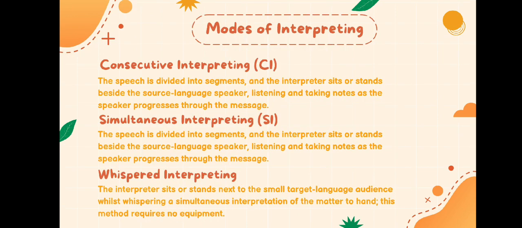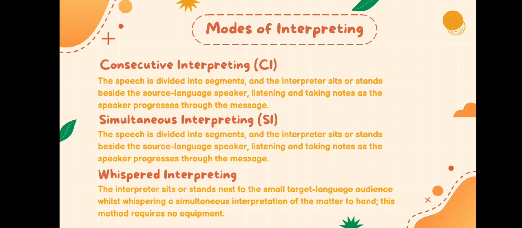Move to modes of interpreting. Okay, there are three that I would like to tell you guys. The first is consecutive interpreting, or CI. The speech is divided into segments, and the interpreter sits or stands beside the source language speaker, listening and taking notes as the speaker progresses through the message. When the speaker pauses or finishes speaking, the interpreter then renders the entire message in the target language.